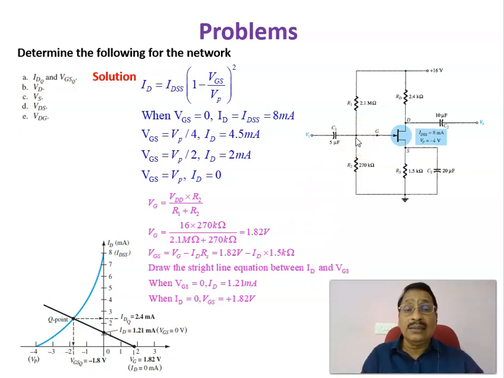Therefore, once you get this VG in voltage divider biasing, you have to draw the bias line. In order to draw the bias line, you have to apply Kirchhoff's voltage law to this loop. Applying KVL to the loop, you will be getting VGS, the gate to source voltage, equal to VG minus ID into RS. That is the drop across this resistor.